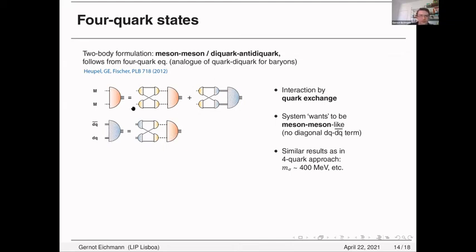And you see the kernels here are not hadronic exchanges, which you would get in an effective field theory, but quark exchanges. So just by looking at these kernels, it is not obvious why a system that is dominated by meson-meson would be less compact than a diquark anti-diquark dominated system. In fact, the system wants to be meson-meson-like because there is no diagonal diquark anti-diquark term here, because you cannot exchange quarks between a diquark and an anti-diquark. So I cannot even switch off the meson-meson component because then there is nothing left of this equation. But I could switch off the diquark anti-diquark part. Then I still have the meson-meson equation.